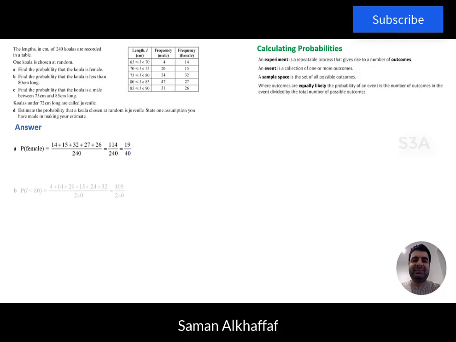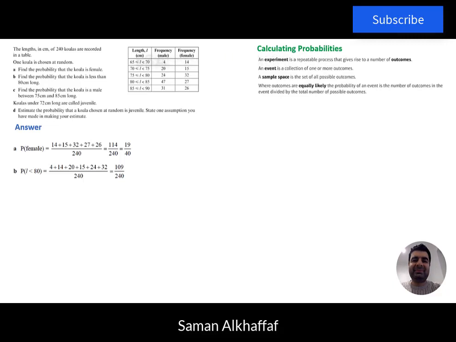So in this scenario, the length being less than 80 centimeters, it will be 4 plus 14 plus 20 plus 15 plus 24 plus 32, and all divided by 240. So in this scenario, we looked at both ranges, the male and the female. That will be equated to 109 divided by the total, which will be 240. And this was our answer for this part.